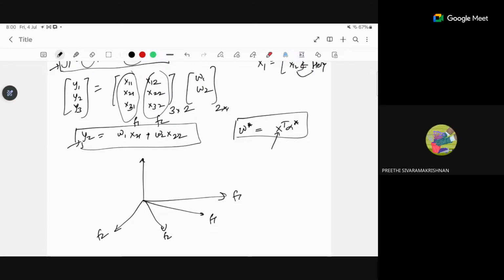Sir, this I understood, but then why do we substitute W star as alpha star? That part I didn't understand. Because it should satisfy this equation, right? W star is not the same as alpha star, right? So then why do we substitute W star as alpha star in that equation, and it still satisfies that equation?